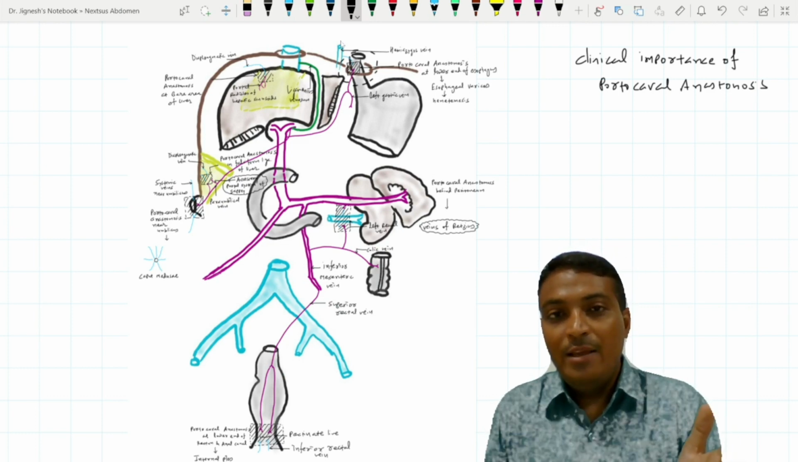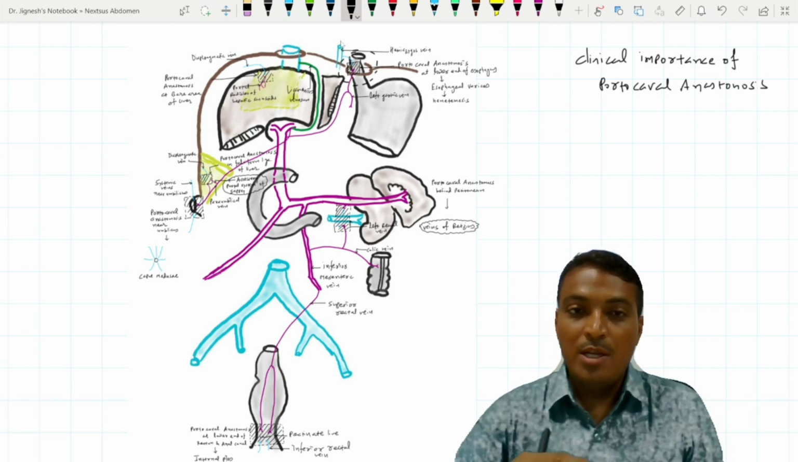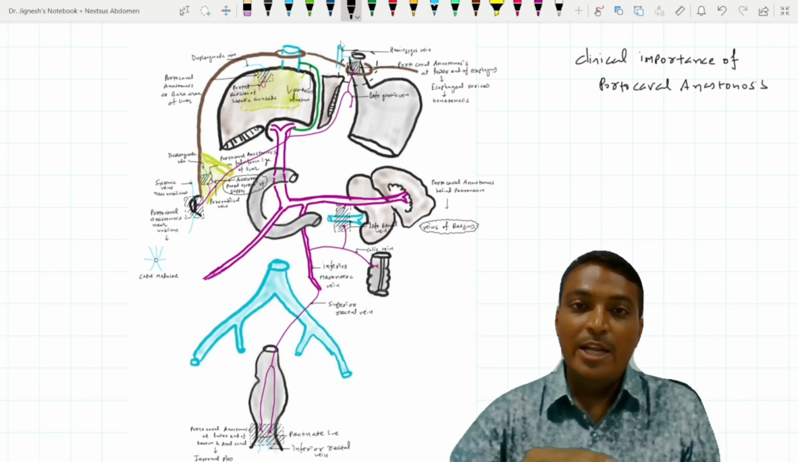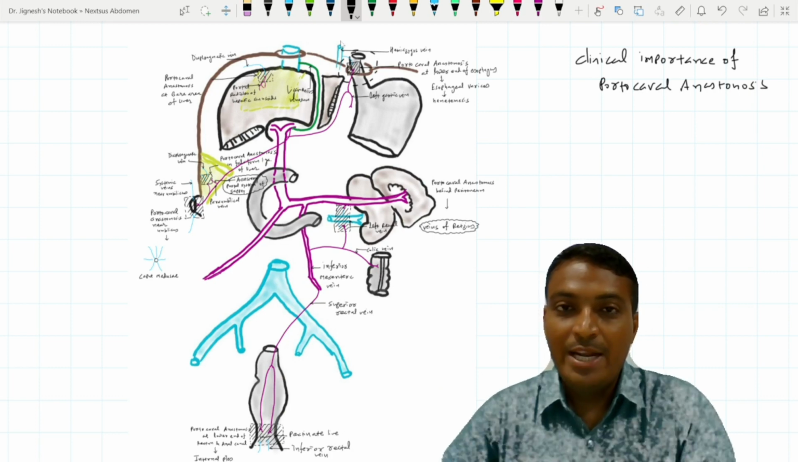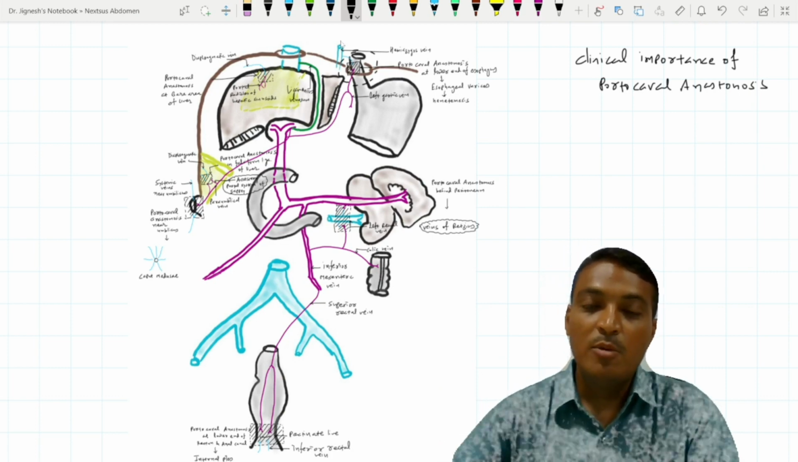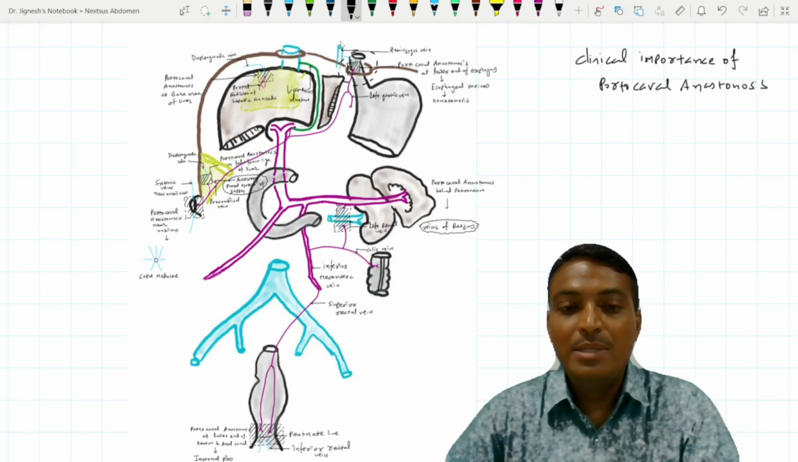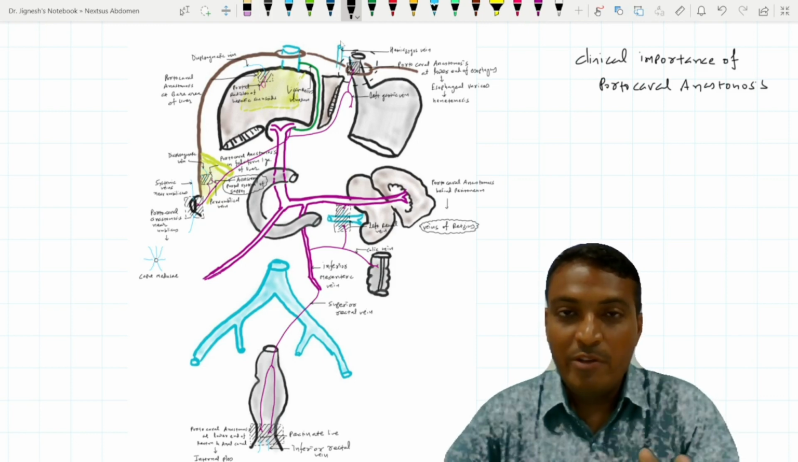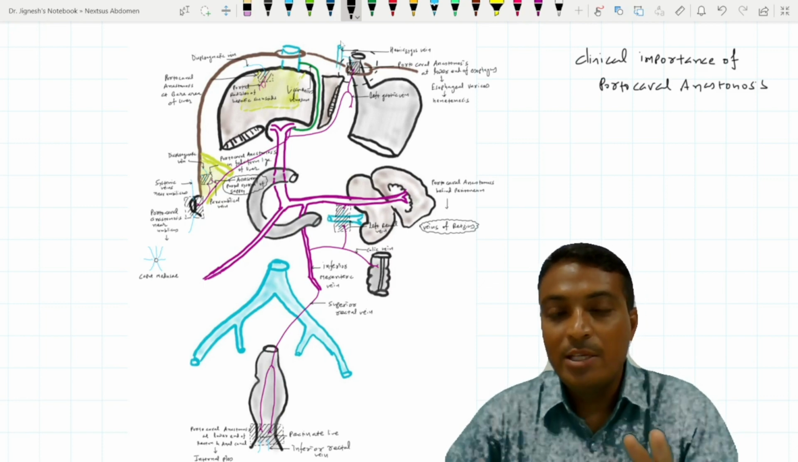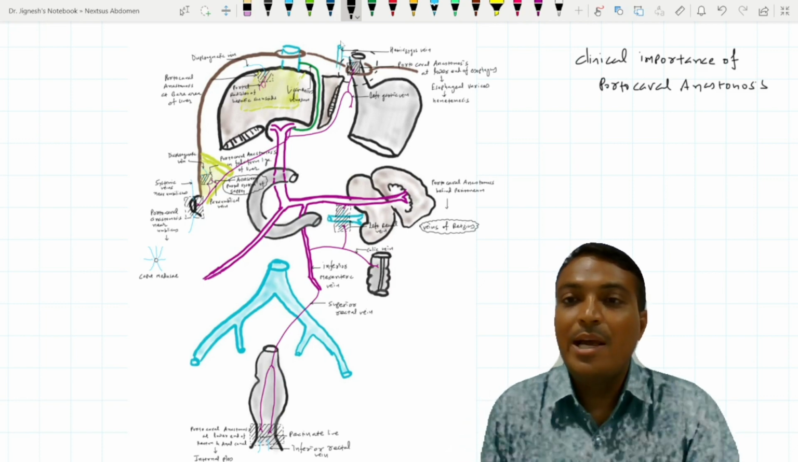In a few individuals, when portal hypertension is there, it will lead to an increase in pressure of the portocaval anastomosis at the lower end of the esophagus or at the lower end of the rectum and anal canal, and that will lead to rupture of the veins and may lead to esophageal varices or internal hemorrhoids.